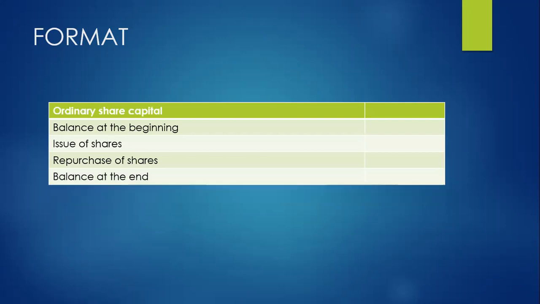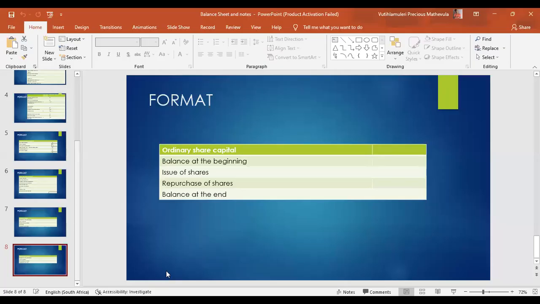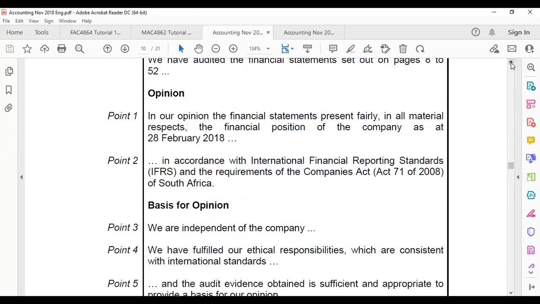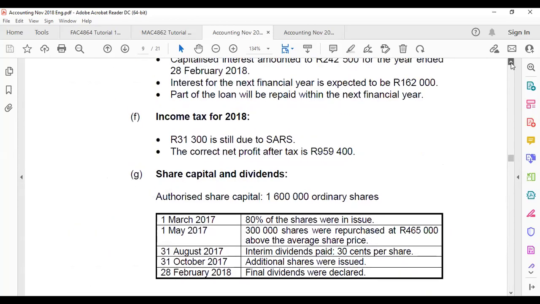And then we have the ordinary share capital note, whereby you have the balance at the beginning, and then when you issue new shares, you also have the issue of shares. And then if you repurchase shares, you're also going to have the repurchase of shares, and then you have the balance at the end. So these are all the things that you need to know. So what we're going to do is go through a question whereby we are doing these two notes.